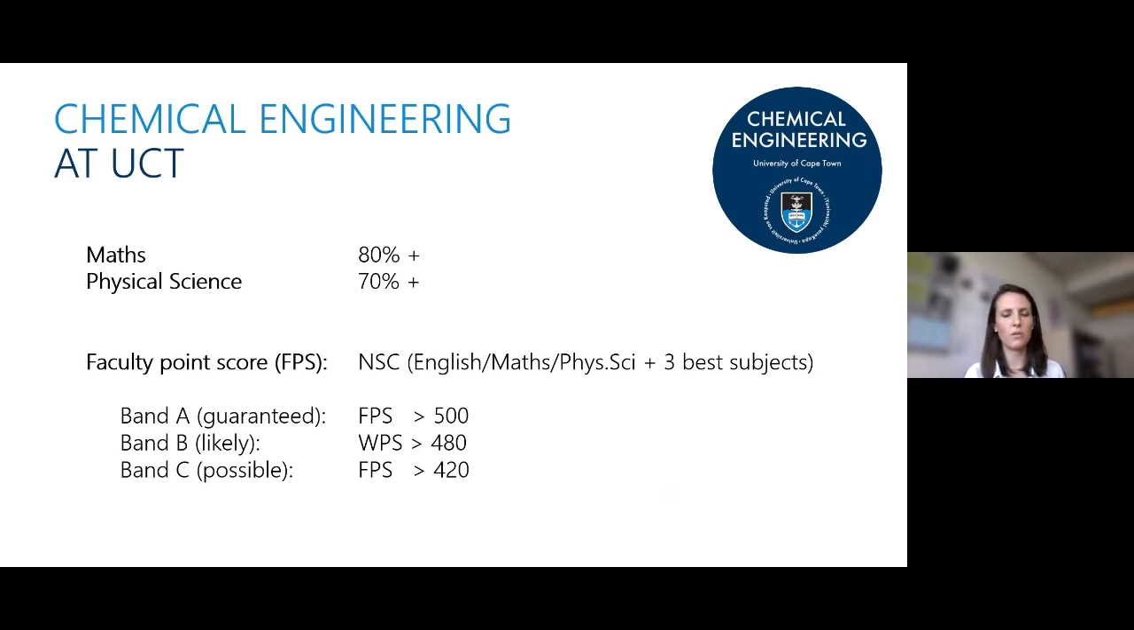Then you need to calculate what is called your faculty point score, which is basically the mark that you get for your English course, your maths course, and your physical science course, plus your 3 other best subjects. You add those all together. If you get a score of more than 500 points, you are guaranteed a place in chemical engineering at UCT. If you get a weighted point score of 480 points, you have a very likely admission into chemical engineering at UCT. Or at the lower end, if you fall into what we call band C and you get a point score of 420, there is a possible admission into our program. Anything less than 420 and you would not be offered a place.